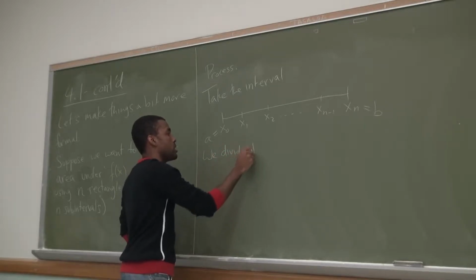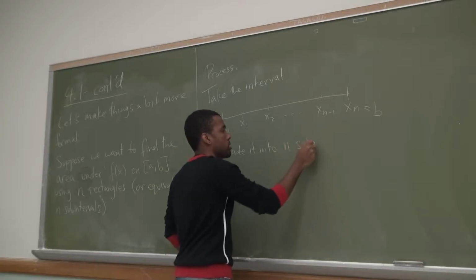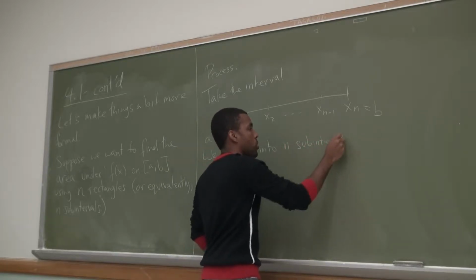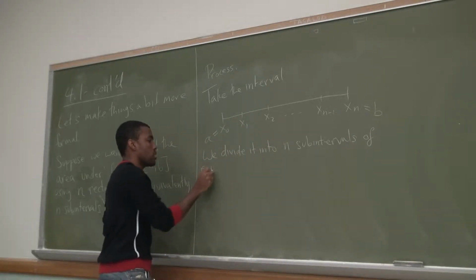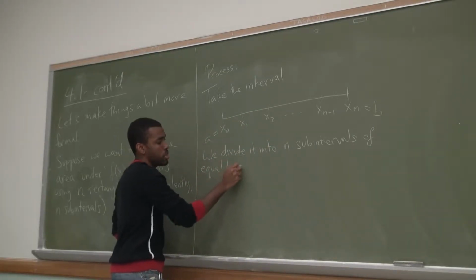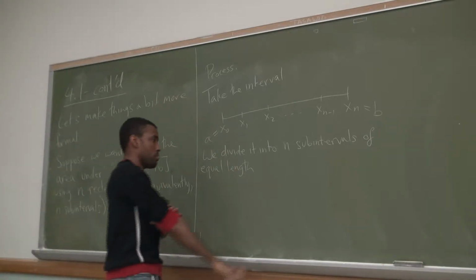We divide it into n subintervals of equal length for simplicity. In general, they don't have to be equal length, but to make things simple, we're going to make them equal length.